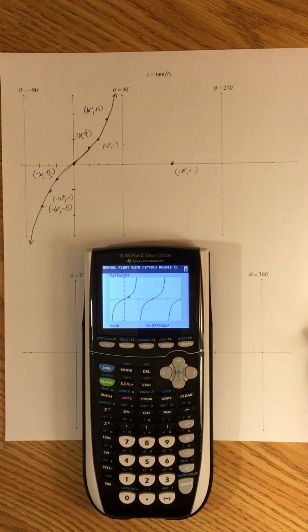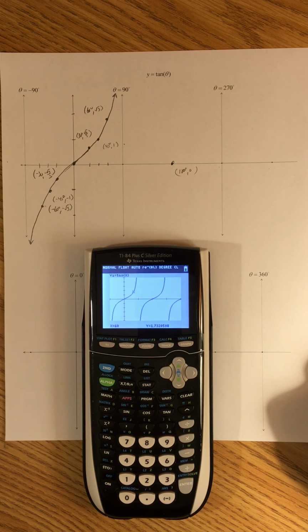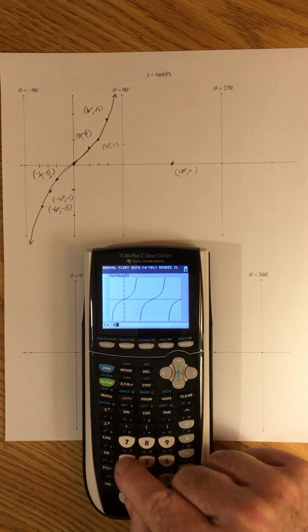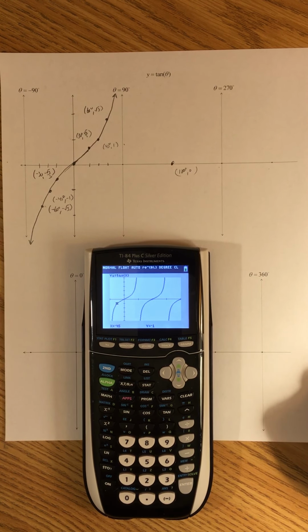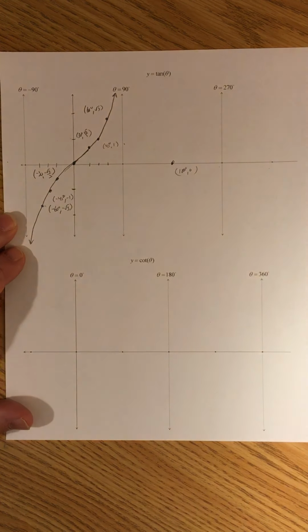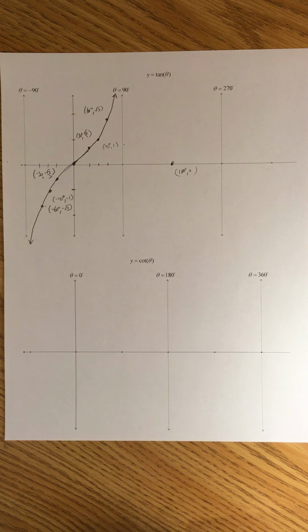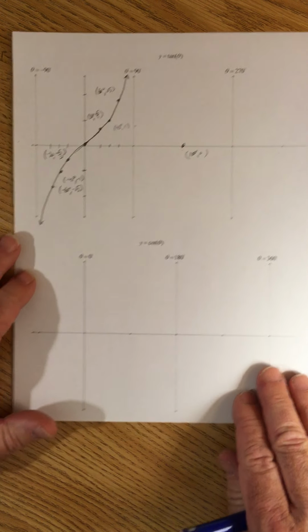0.577, which is the square root of 3 over 3. 60 degrees. 1.732, which is the square root of 3. Negative 45 degrees. Negative 1. Okay, so you should check the points by grapher. Many of you don't. Okay, so this is how we're going to graph.